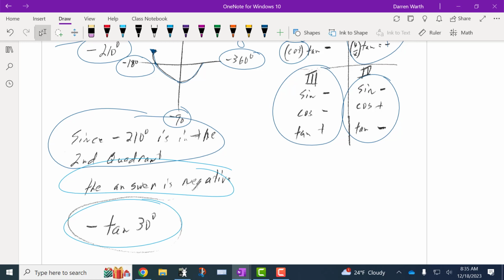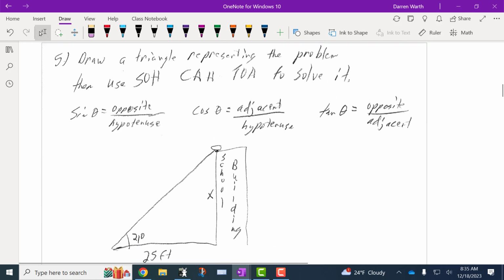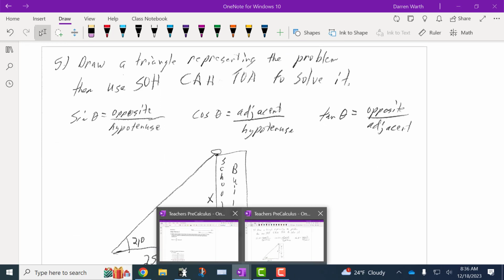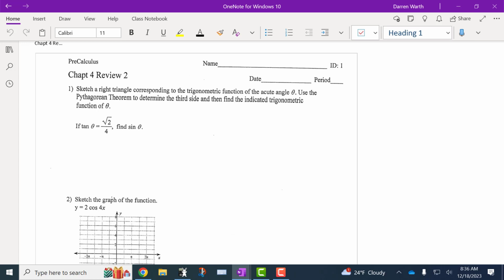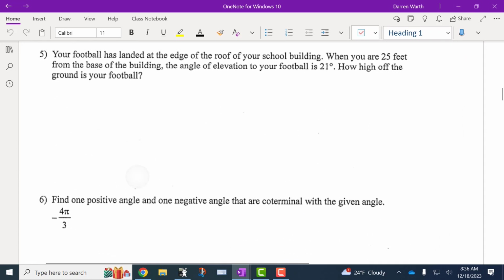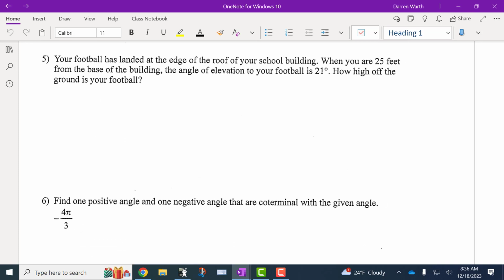On number 5, got a story problem here, so let's take a look at it. We'll go back to our review and take a look at number 5 and read it together. So number 5, it says, your football has landed at the edge of the roof of your school building. When you're 25 feet from the base of the building, the angle of elevation to your football is 21 degrees. How high off the ground is your football?